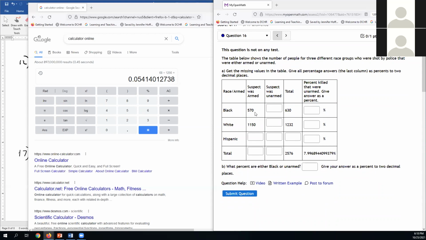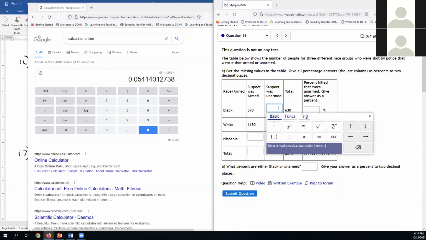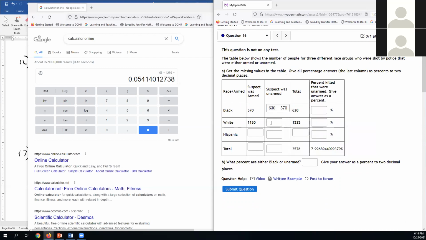Like, for example, this is the same thing, but you have to make the table up. So look, this is the same situation, I think, about different race groups: how many are shot and killed by the police, and of them, how many are armed or unarmed. If you got 630 total blacks in this table and 570 were armed, then you just have to subtract. You could do 630, or use a calculator, minus the 570. And you can do the same thing here.